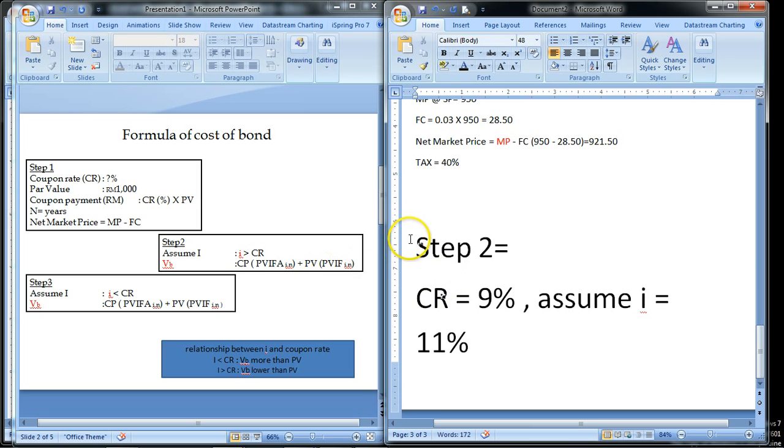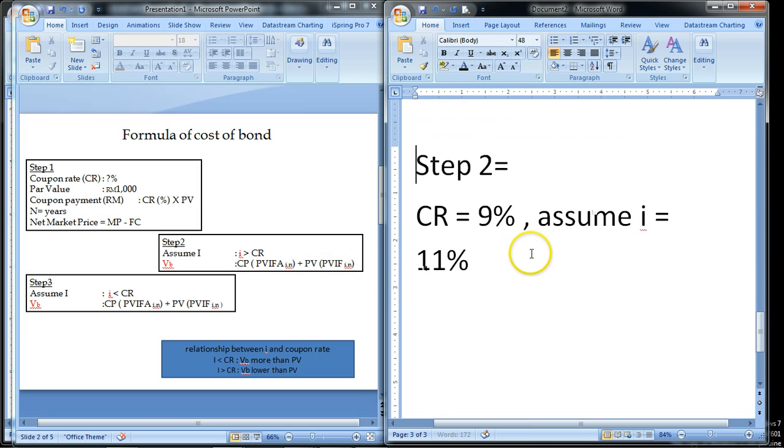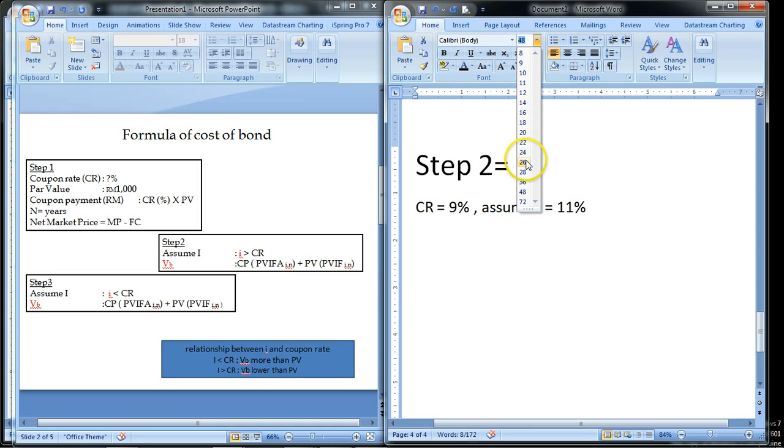Again, class, I repeat, it is not compulsory that you assume 11. It can be 10, 12, 13, 14, but I want to standardize for all my students. So better to assume your I is 2% higher compared to your coupon rate. That's why it is 11%. Clear? Next, you need to calculate your value of bond.